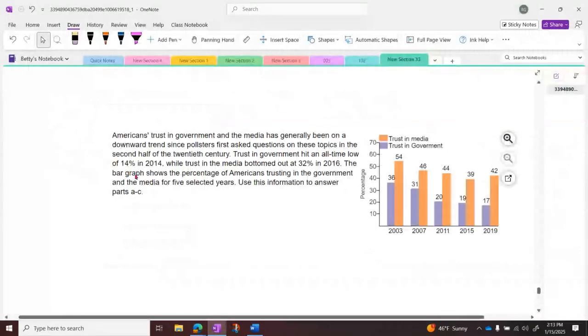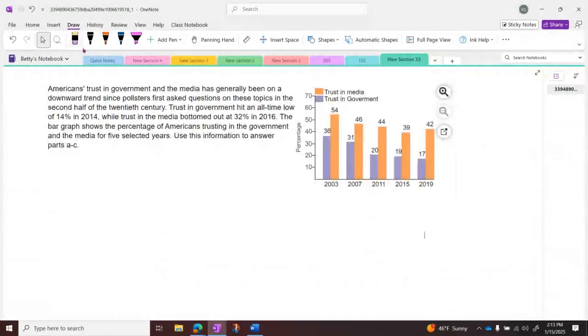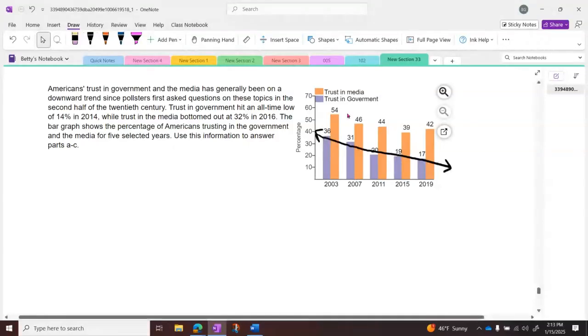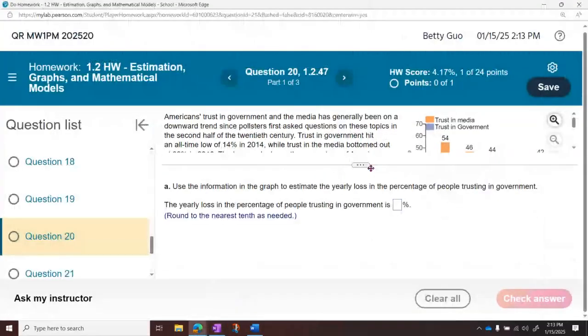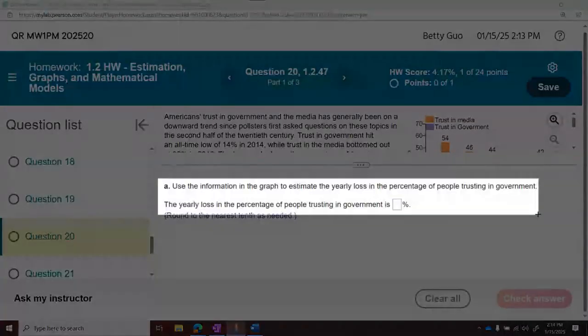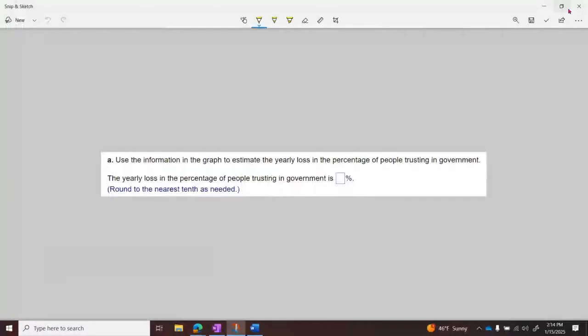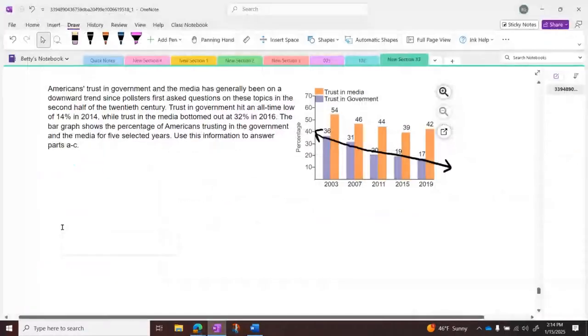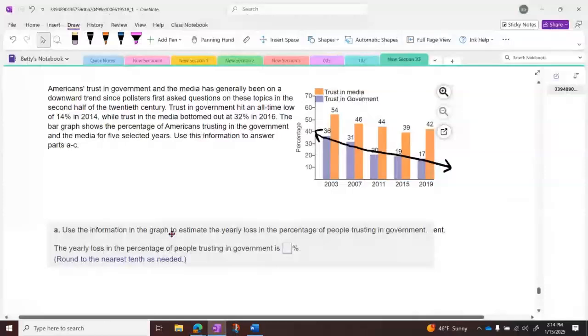Yeah, let's finish this problem. We only need to consider the government, okay? How do I know? Because I solved this problem many times. If you read the problem thoroughly, you know we only need to concern the purple bars. So ignore the orange bar. The purple is the trust in government. Part A, we need to find the yearly loss in the percentage of trust in government. 2 minutes. Share your answer.